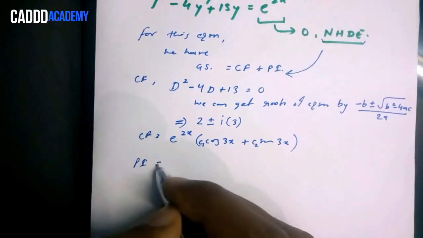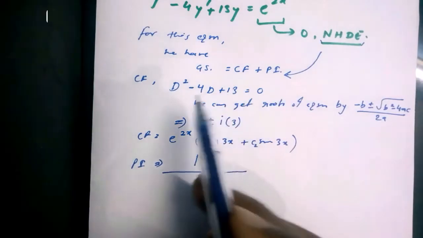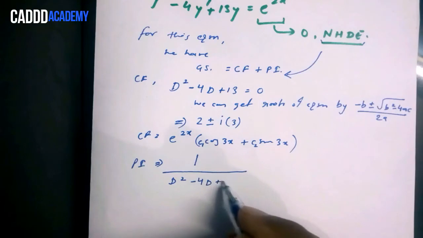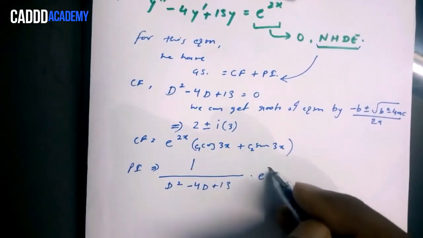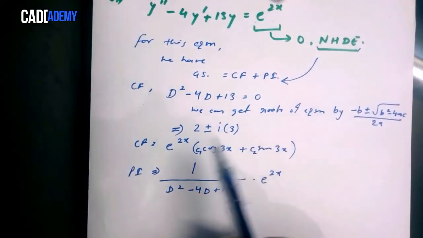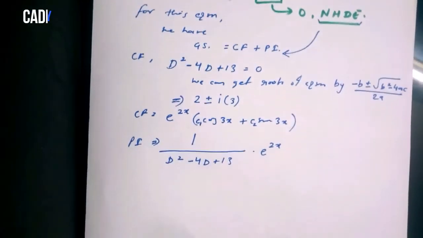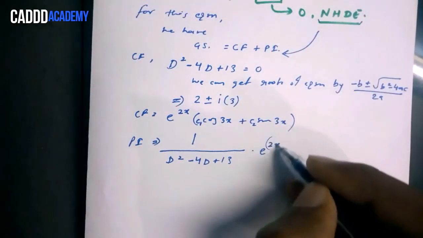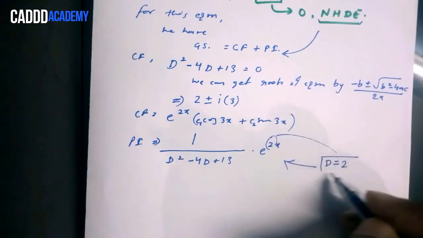For the particular integral, we will write the reciprocal of the operator, which is 1 by D square minus 4D plus 13, and multiply it with e to the power 2x. We can observe that the complementary function is not dependent on this term, but the particular integral is. So to calculate the particular integral, we put D equal to 2.